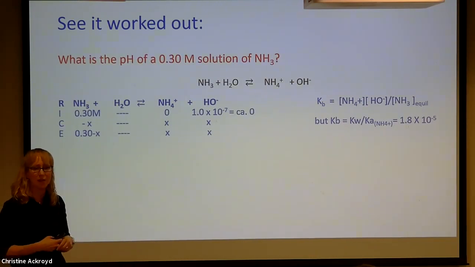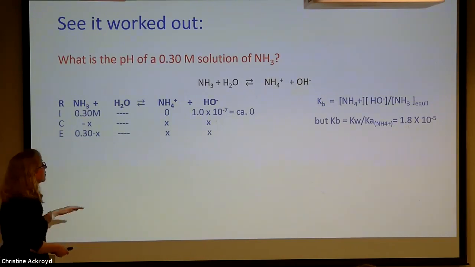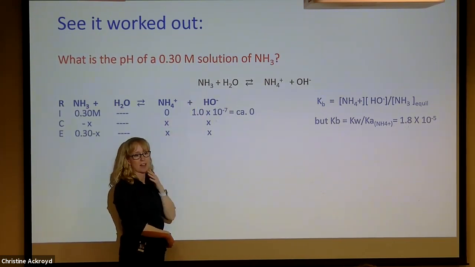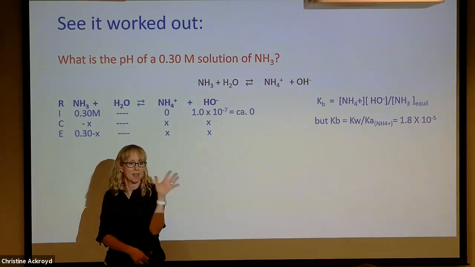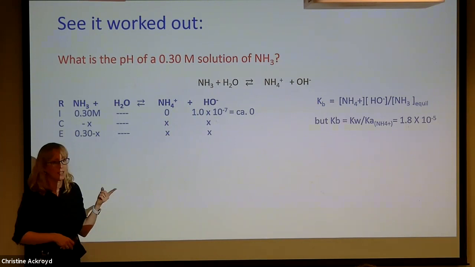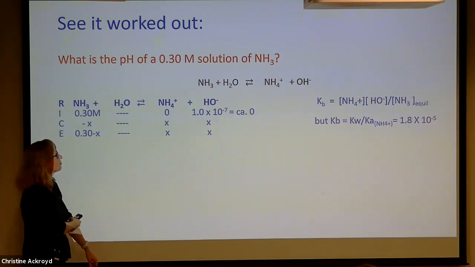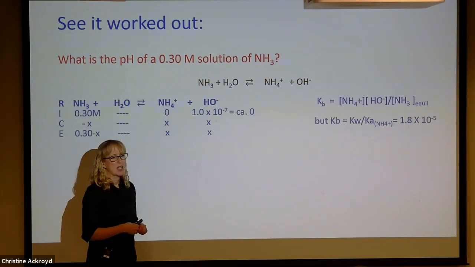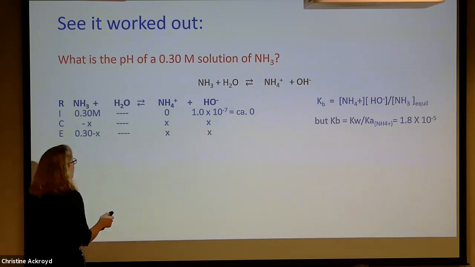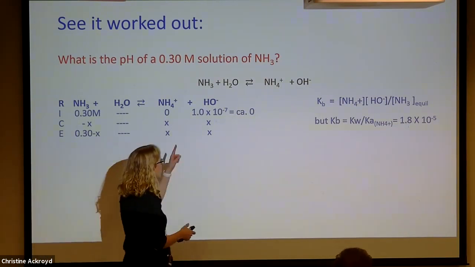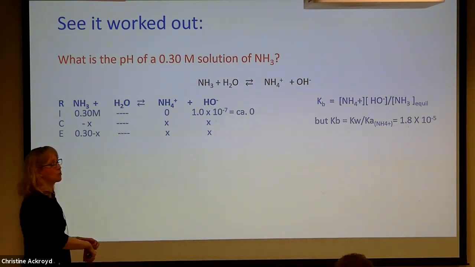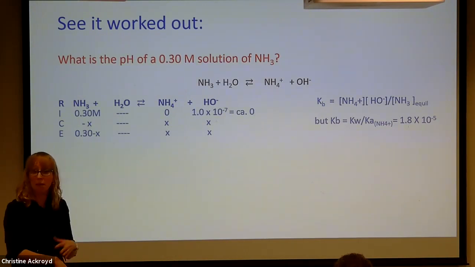Why can't I just use the Ka value here? How is this reaction not the same reaction that you'd apply a Ka value to? What's the product in the Ka expression? It's hydronium. What are we creating here instead? Hydroxide, so we have to use the Kb. Okay. If you don't have the Kb, what do you do? Say ammonia is the conjugate base of ammonium, so I'll look at the Ka table and I'll find out what the Ka is for ammonium and just calculate the Kb.